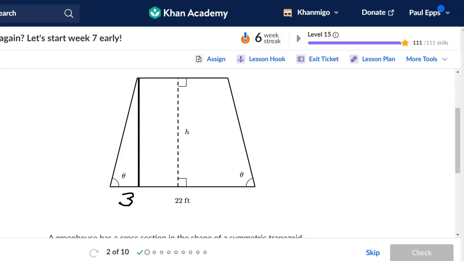The tangent of these thetas is 5. Tangent is opposite over adjacent. So the tangent is going to be height over 3. And we're told that the tangent equals 5. So if we cross multiply that, what we get is height equals 15.